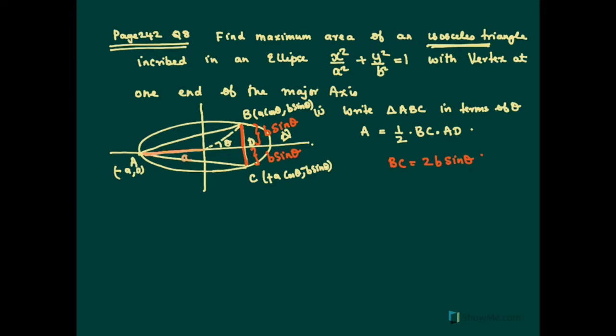Now similarly, the length OA is a. The length AD is a cos theta, the x coordinate of B. So the total length is going to be a plus a cos theta. So what will be the length AD? It will be a plus a cos theta. So what is the area of the triangle? AD is a plus a cos theta.